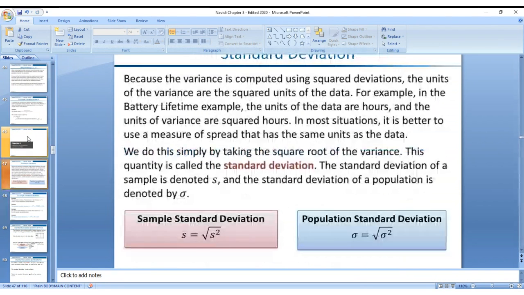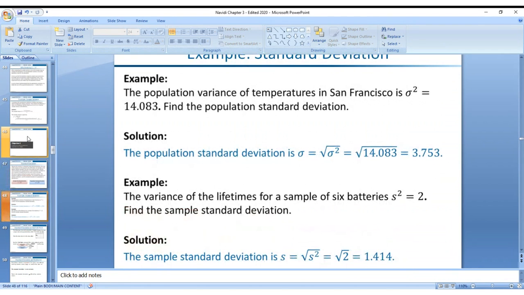This part is exactly the same for both the sample and the population. It's just one last step to take the square root. We saw this one already on the first one about the temperatures. The square root of 14.083 was 3.753. I showed you that. And now the square root of the variance of 2 is 1.414.